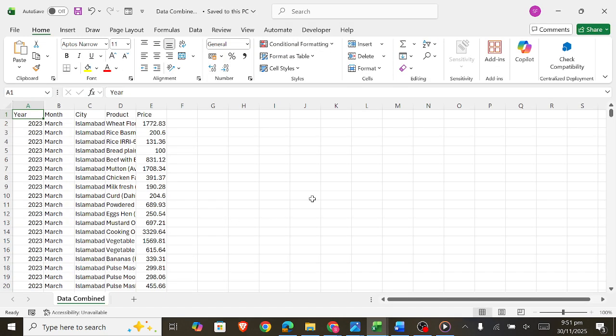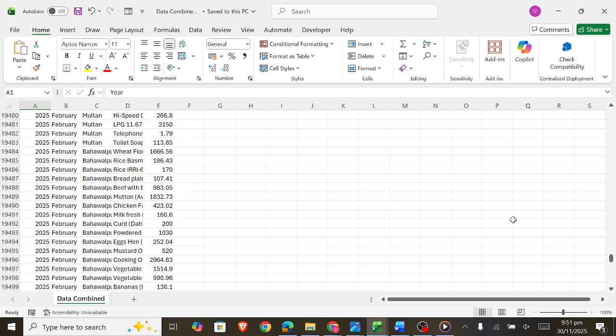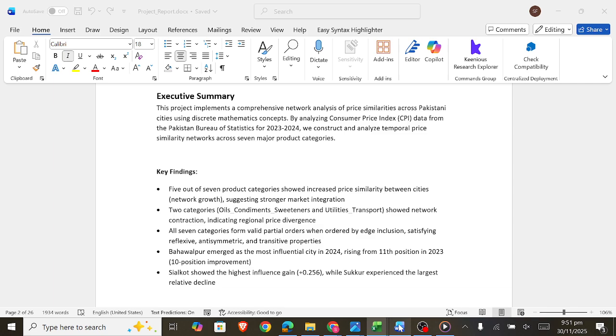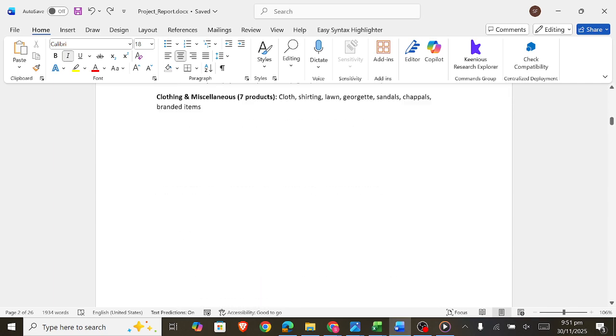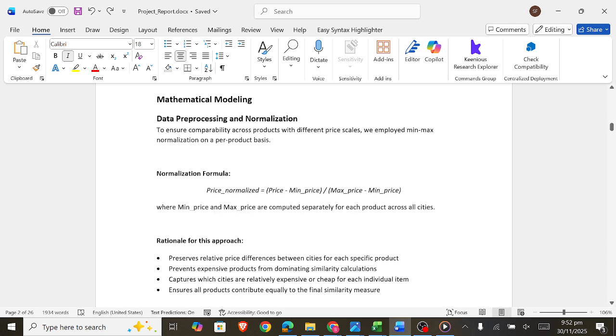From the initial data set of 22,542 records, we cleaned and retained 18,129 valid observations. That's an 80% retention rate. Now I will be explaining the mathematical approach we took to solve our project.